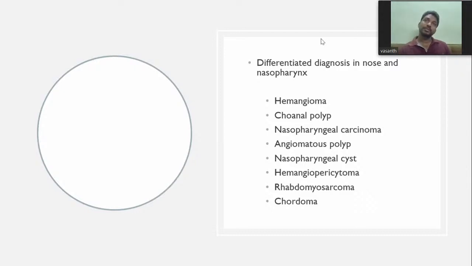The differential diagnosis might be asked as a part of epistaxis, or as a part of unilateral nasal obstruction, or as a question on mass in the nasopharynx. Then you can give this DD for a nose and nasopharynx mass: hemangioma, antrochoanal polyp, nasopharyngeal carcinoma, angiomatous polyp, nasopharyngeal cyst, hemangiopericytoma, rhabdomyosarcoma, and chordoma. I included the slide in case you get a question on the causes or differential diagnosis of nasopharyngeal angiofibroma, then you can give this very well.